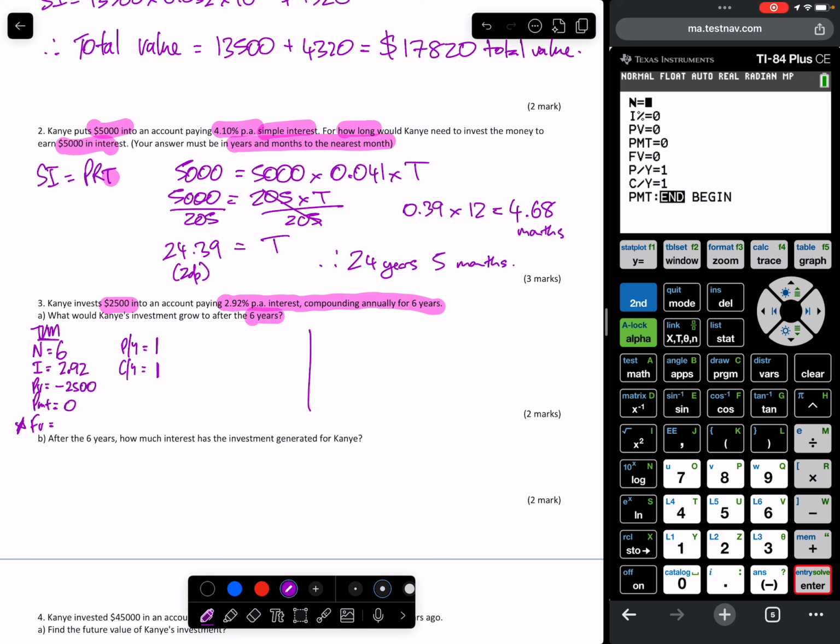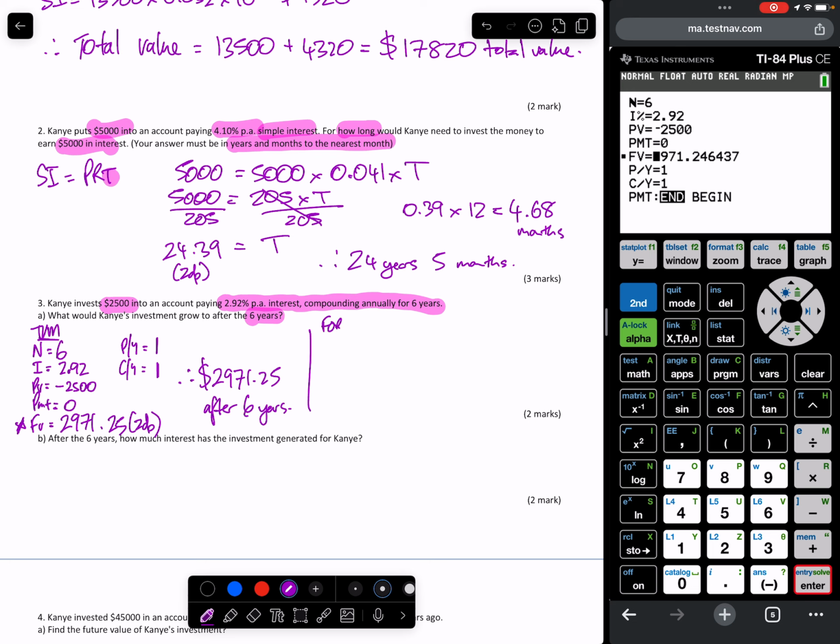Apps, finance, TVM solver. 6, 2.92, negative 2,500, 0. FV, alpha, solve. FV is going to be 2971.25 to 2 decimal places. Therefore, $2971.25 after 6 years.